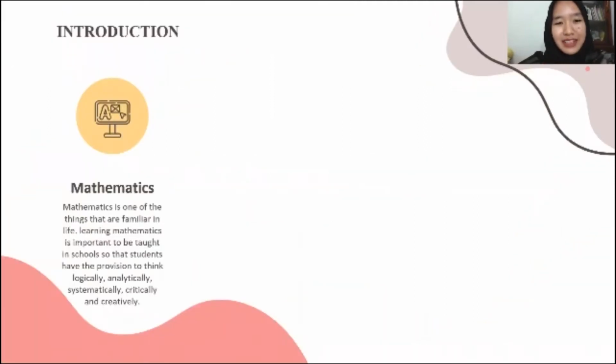The first is introduction. Mathematics is one of the things that are familiar in life. One of the objectives of learning mathematics in school can be seen from the success of students in answering math problems. Student error in answering math problems should be an important concern for teachers at school. This error needs to be analyzed to find out the types of error made by students in answering the question given.